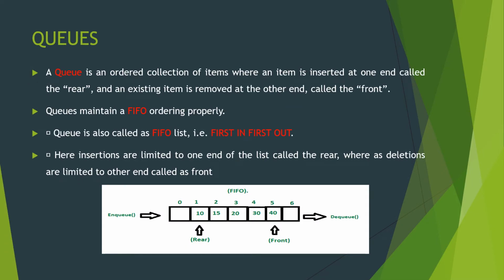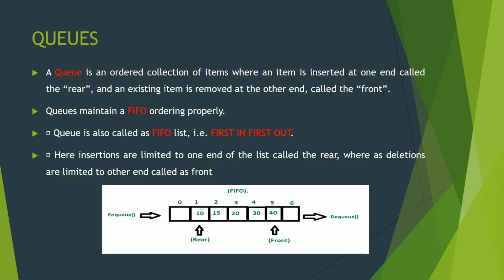Let me know what a queue is. A queue is an ordered collection of items where an item is inserted at one end, which we call the rear end, and an existing item is removed at the other end, which is called the front end, so that the queue maintains first in first out order properly. So it is also called a first in first out list.